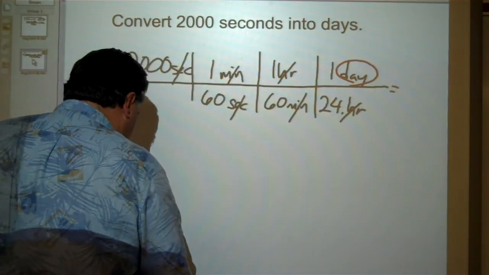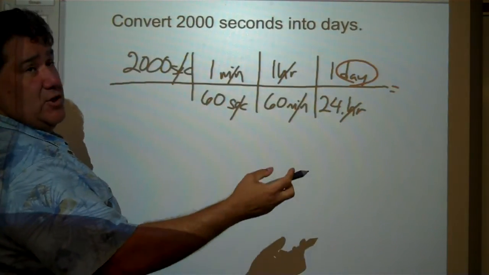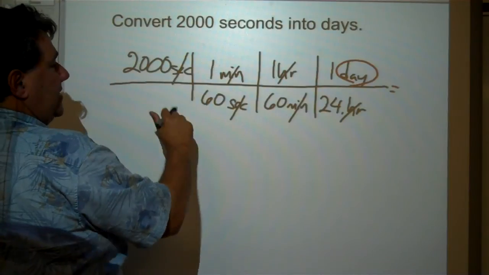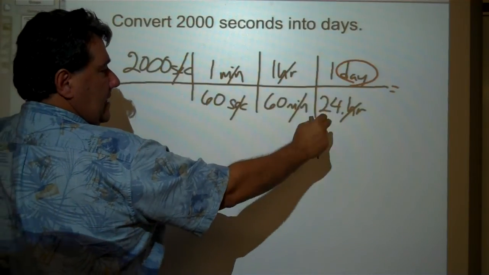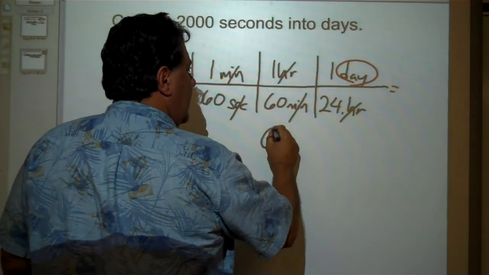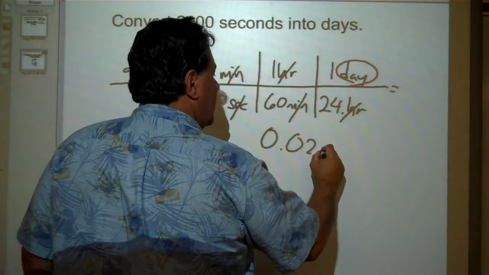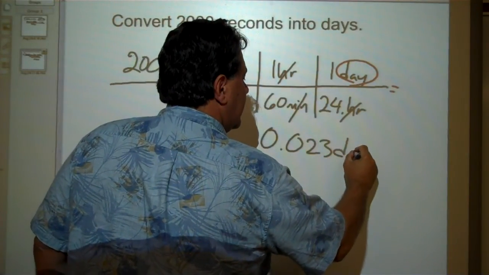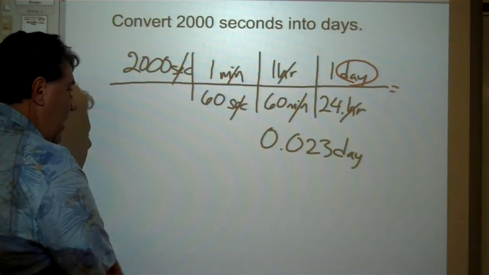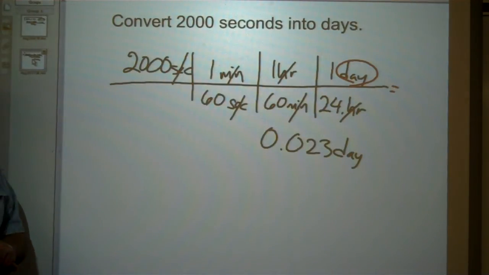Now I take my calculator out and compute my final answer. I'll have 2,000 divided by 60 times 24. I'll get an answer of 0.023 days. And that's unit conversions using the factor label method.